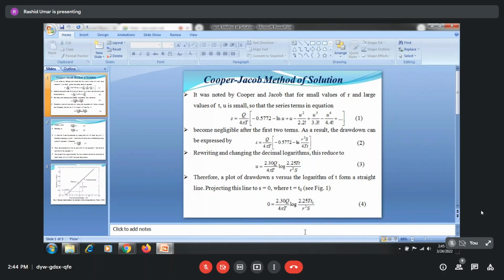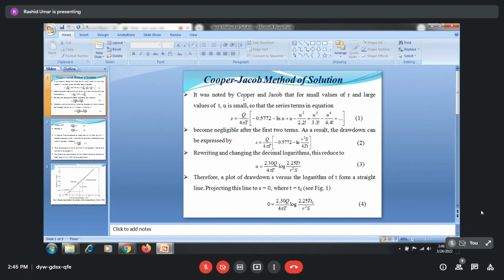So the very first equation which is written is the Theis equation in the form of a convergent series. This is the Theis equation in terms of a convergent series.